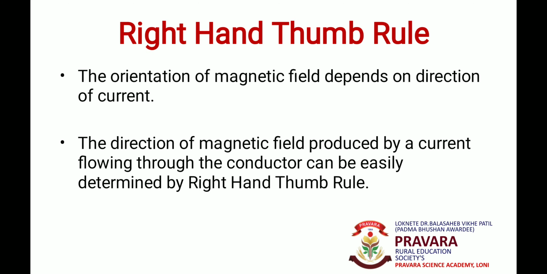Now, the orientation of the magnetic field depends on the direction of current. This statement we have seen in the last experiment. Then, for the understanding and determination of the sense of the magnetic field, there should be an arrangement. The direction of the magnetic field produced by a current flowing through a conductor can be easily determined by the right hand thumb rule. For understanding that thumb rule, we will see the next video.